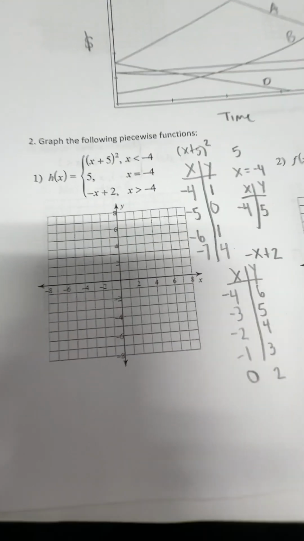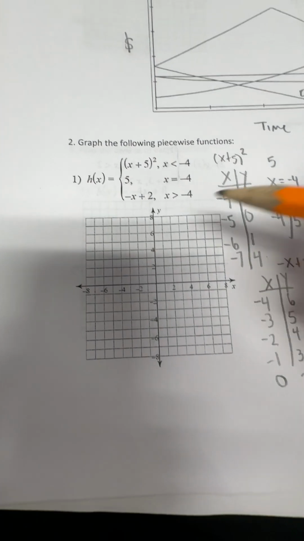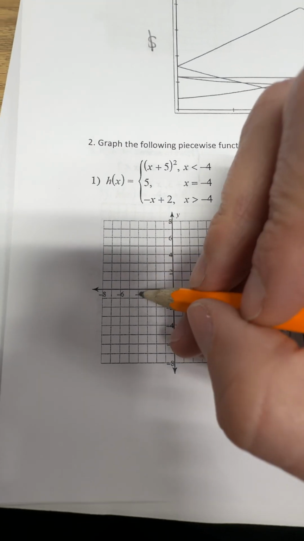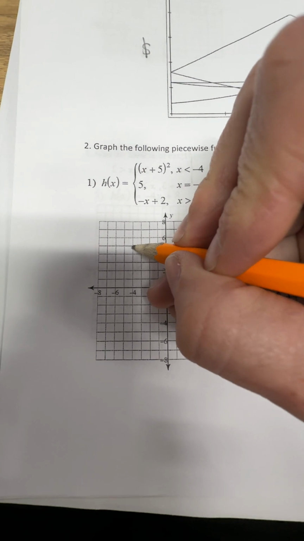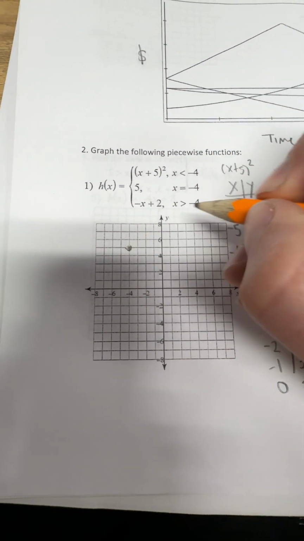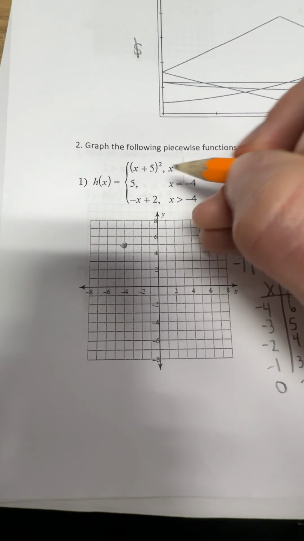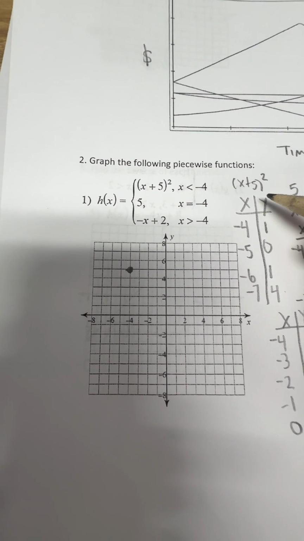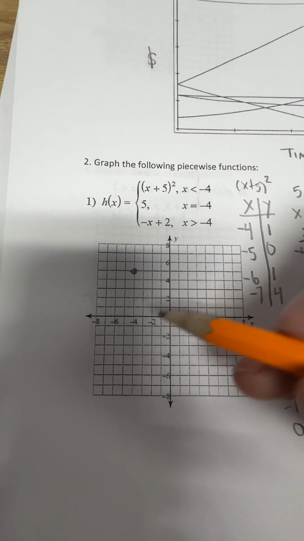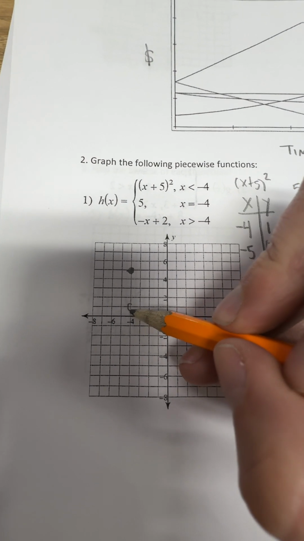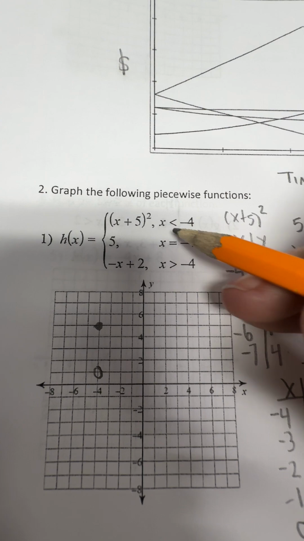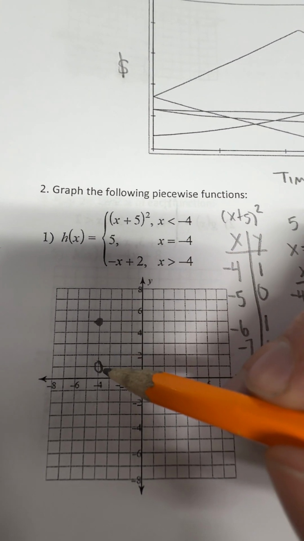All right, now we have to graph this. So I know when x equals -4, I'm at 5. So when I'm at -4, I'm at 5, and I'm going to put a solid point here because there's an equal sign. Now I'm going to graph my (x+5)². So that's going to be at -4, 1. I'm going to have an open circle, and the reason why is there's a less than symbol. It doesn't say equal to, so I don't really have that point.